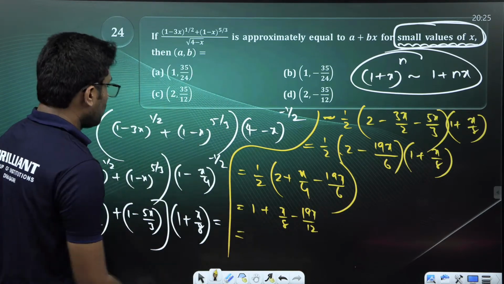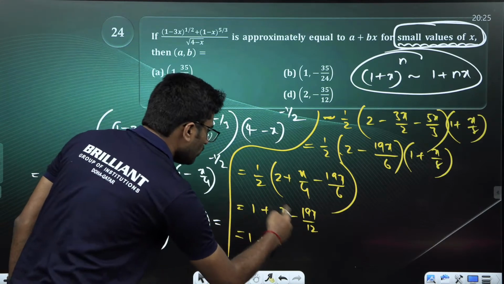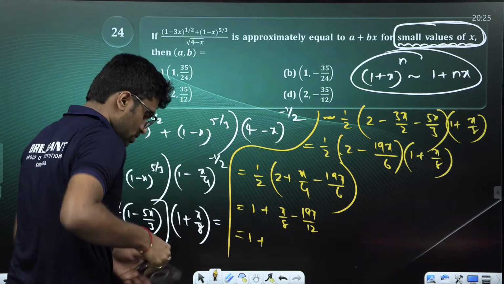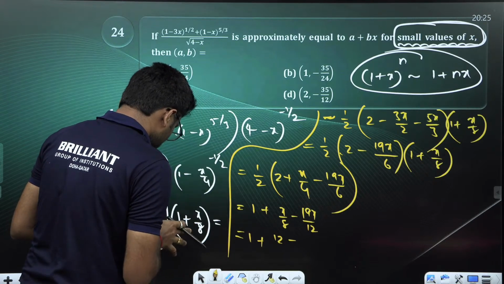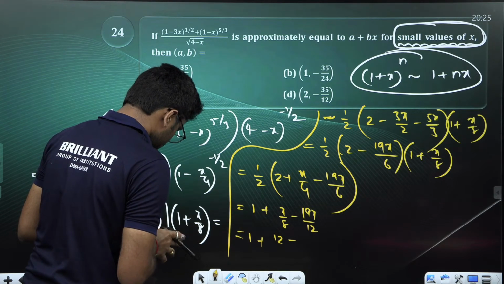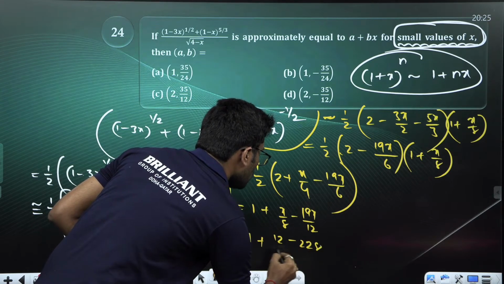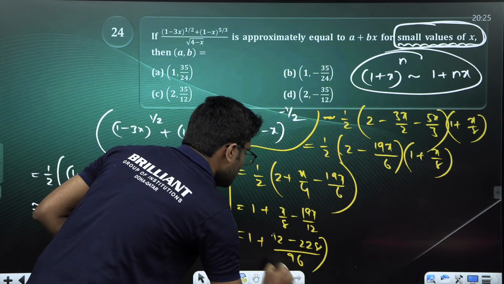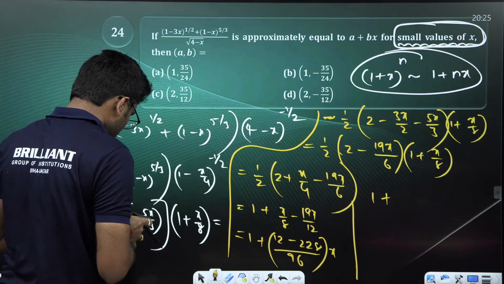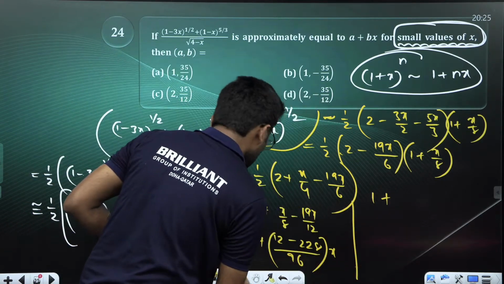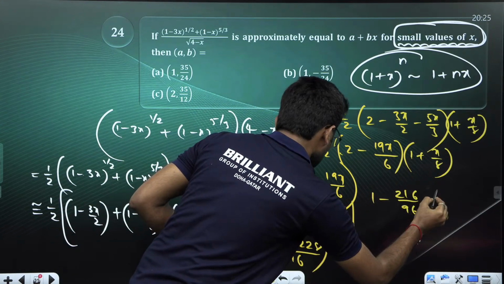Now just take the LCM, guys. How do we do the LCM? 8 into 19, you get 12 into x minus 12 into 19, 228, whole divided by 12 8s are 96 times x. So that becomes finally 1 plus 12 minus 228 is minus 216, minus 216 divided by 96 into x.